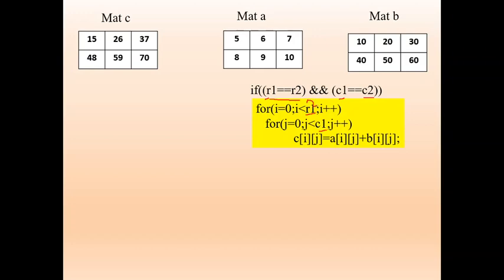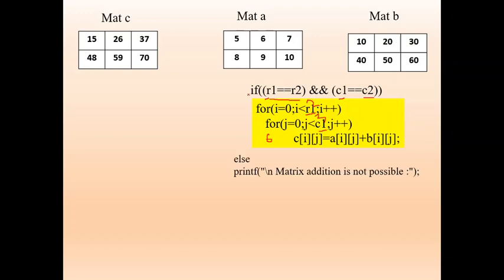In this case the number of rows of matrix A is 2, so my R1 is 2. And the number of columns of my first matrix is 3. 2 into 3. How many times does Cij equal to Aij plus Bij work? 6 times, because my R1 is 2 and C1 is 3.